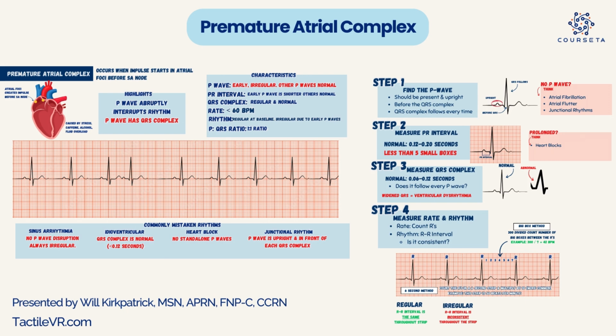They're not really going to happen on a regular rhythm. And your baseline rhythm is most likely going to be regular. So you're going to have a regular rhythm, but you're just going to have a random PAC, also known as a premature atrial complex, that occurs inside your rhythm strip. So let's do the steps.